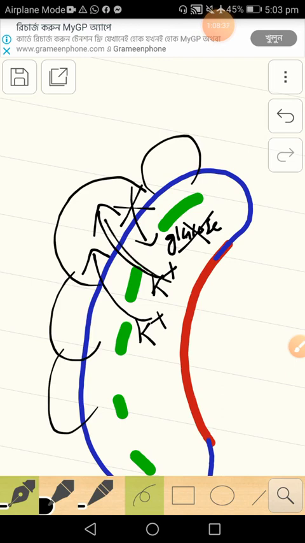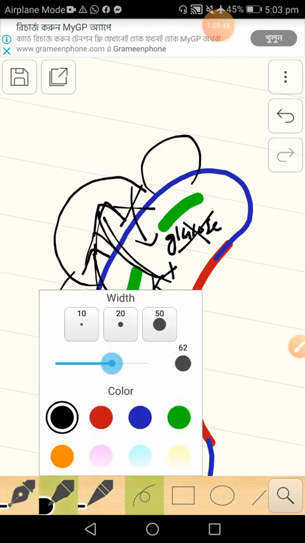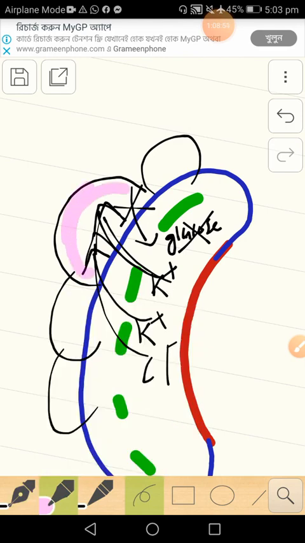Now look, this is a spray nozzle. The whole of the spray nozzle contains water all along. So, I am first emptying it.